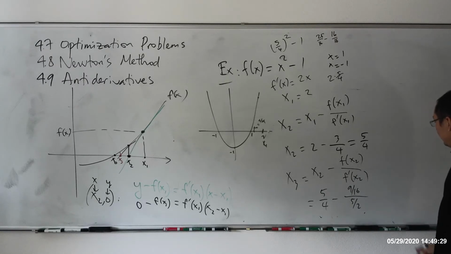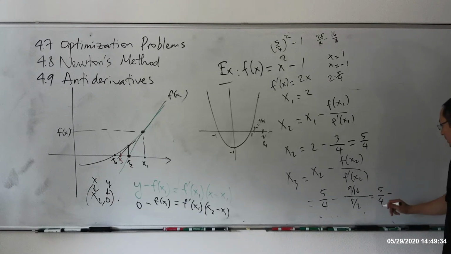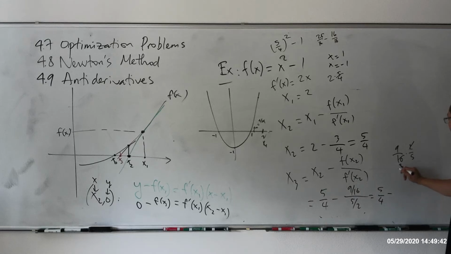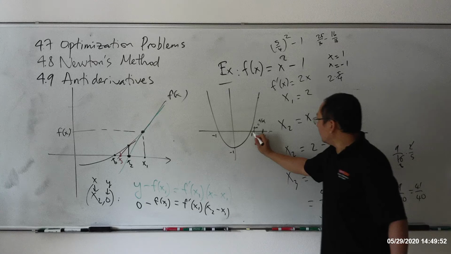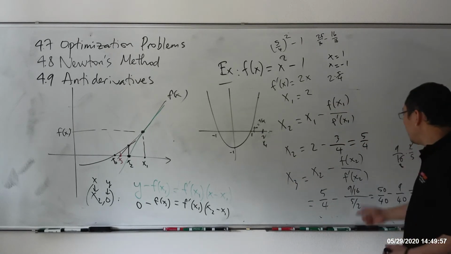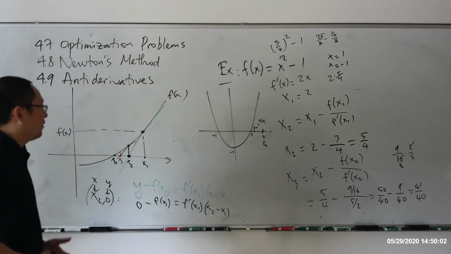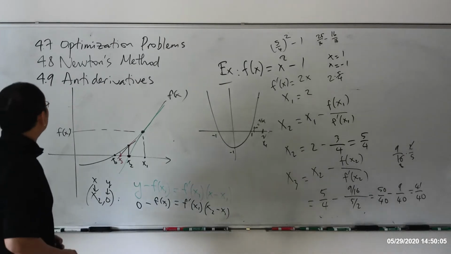Okay. This is 5 over 4 minus 9 over 16 times 2 over 5. Cancel out, this is 8, so 9 over 40. So this is 50 over 40 minus 9 over 40, which is 41 over 40. Oh, very close to 1. You see, only 2 steps and I have something very close to the exact answer. And of course, if you want to go one more step, you have an even better approximation for x equal to 1. Okay, that was the idea.